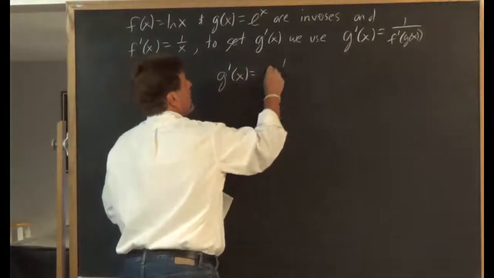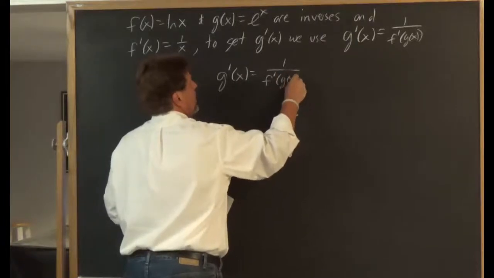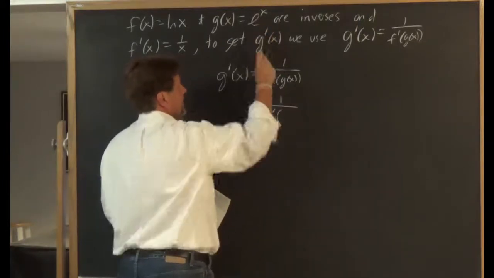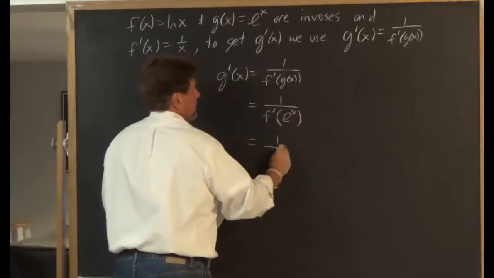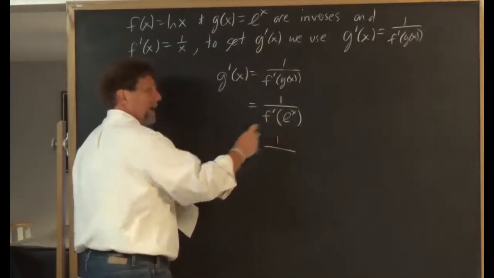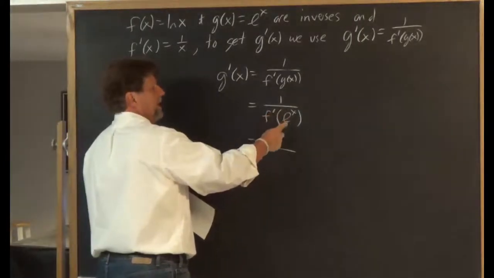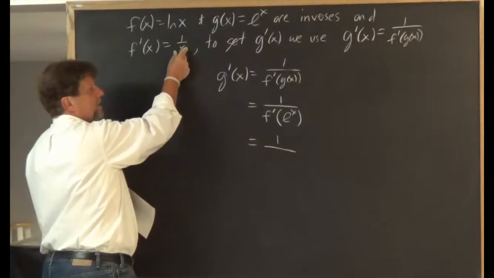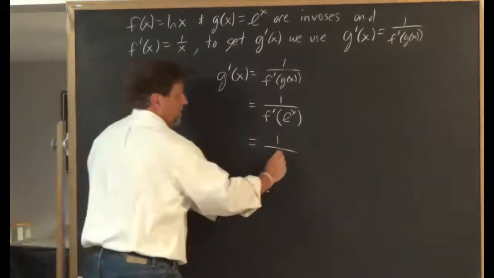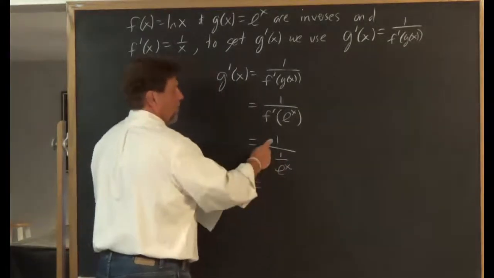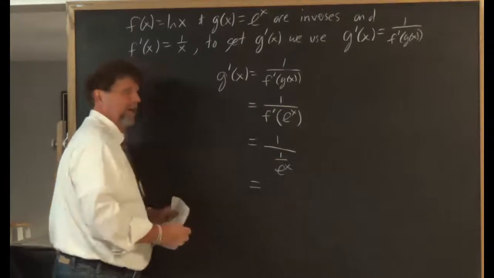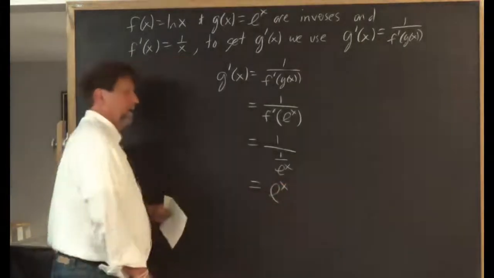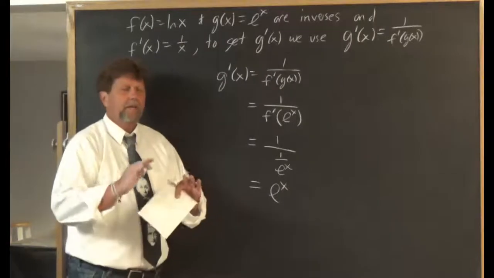g prime of x equals 1 over f prime of g of x. Well, that's 1 over f prime of, and g of x is e to the x. So we have to evaluate f prime at e to the x. So f prime of e to the x is found by taking e to the x and tossing it into f prime wherever we see an x. So that's 1 over 1 over e to the x. 1 divided by 1 over e to the x simplifies to e to the x.